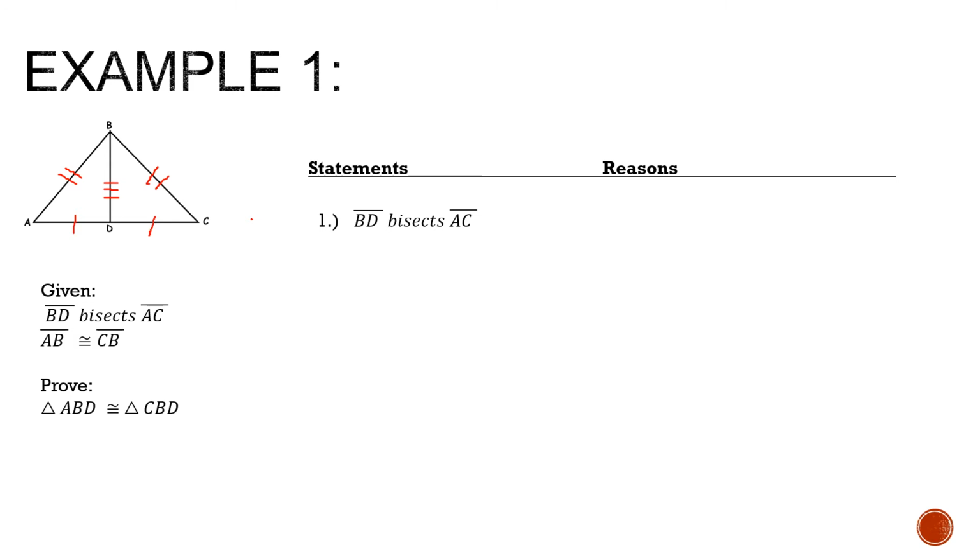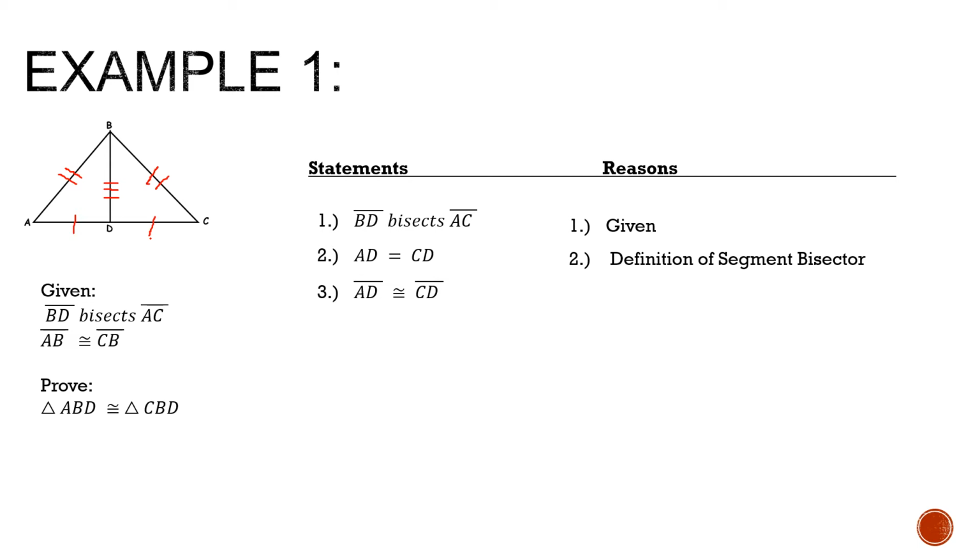So my first statement: BD bisects AC. Why is that true? Well, that's the given piece of information. Based on that given information, I want to make a statement about these two sides. So I know that AD equals CD. How do I know that? That's the definition of a segment bisector. Well, based on the fact that those segment lengths are the same, I also know that the segments are congruent. And why do I know that? Because that's a definition that we talked about, the definition of congruent segments. Congruent segments have the same length.